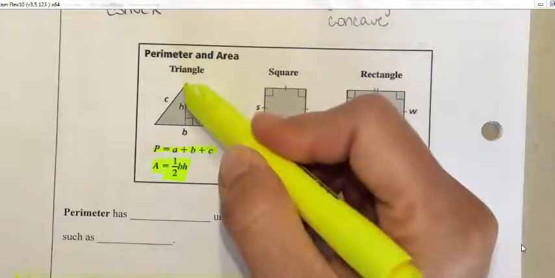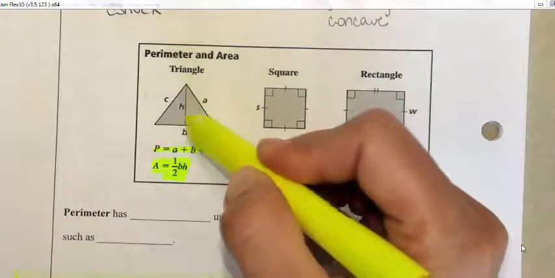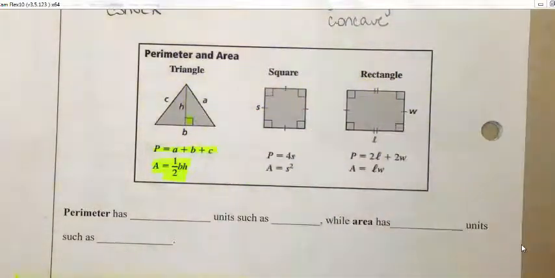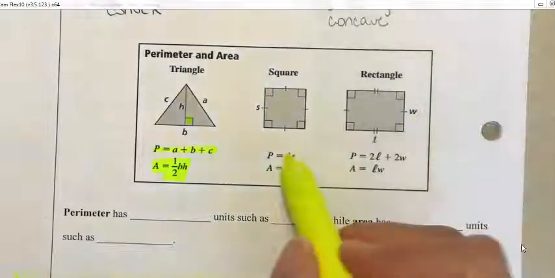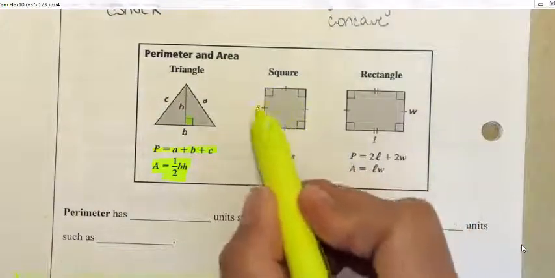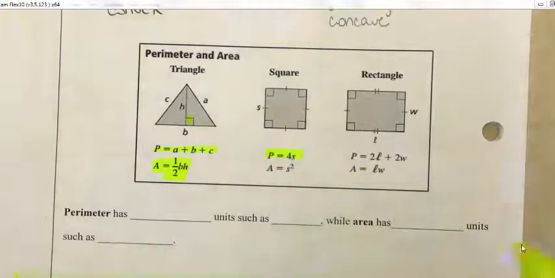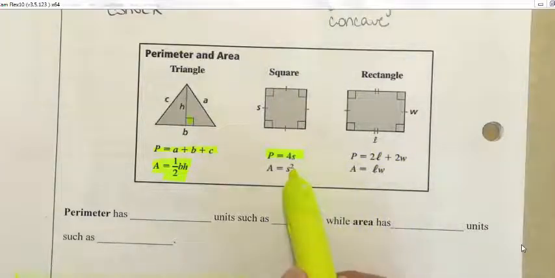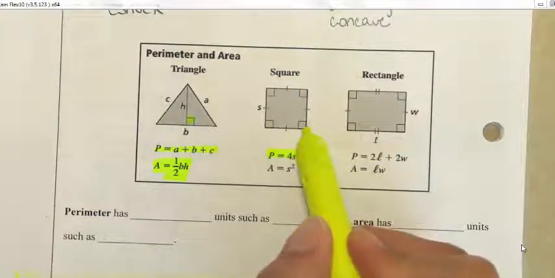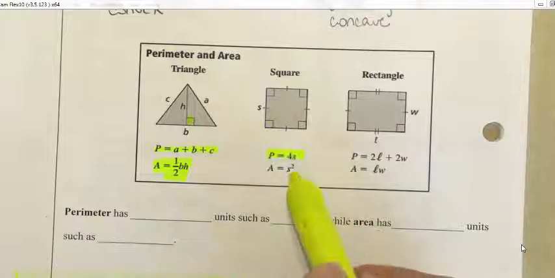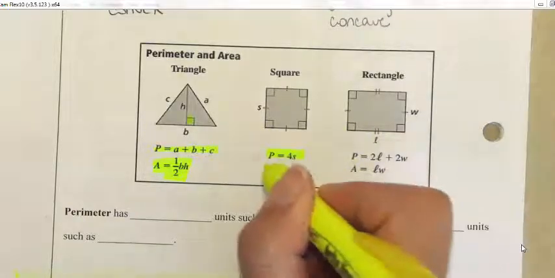One other thing I should remind you of, height and base always have to be perpendicular to each other. Perimeter for a square, where every single side is exactly the same, is just 4 times the side. Or you can just go side plus side plus side plus side. And then area, well, again, the sides are the same. You can think of this as like base and height. Either way, take a side squared. That's the area.